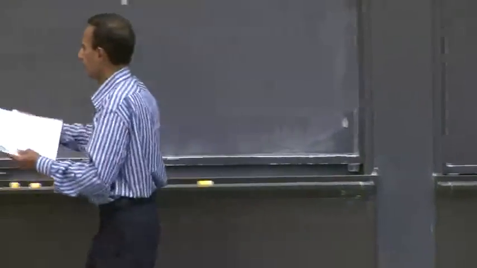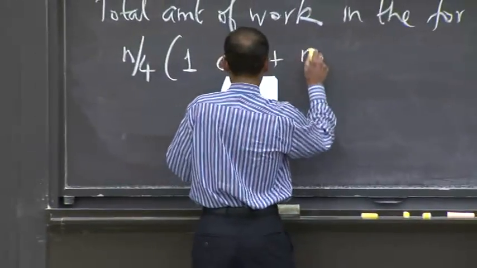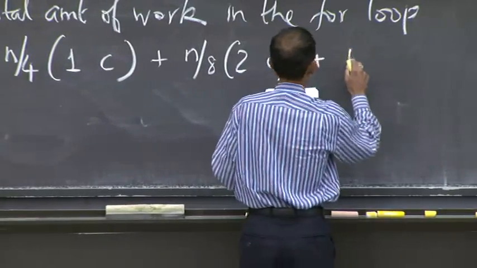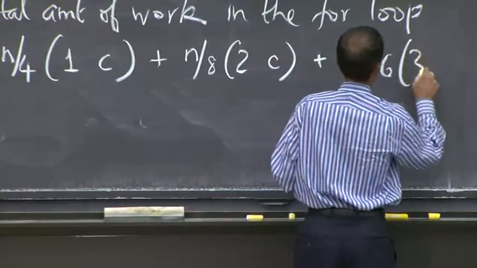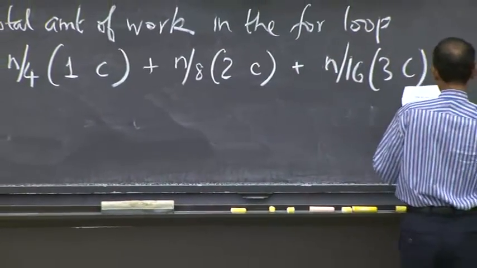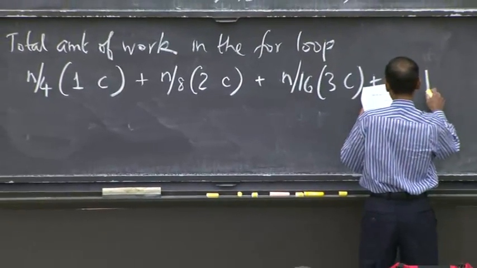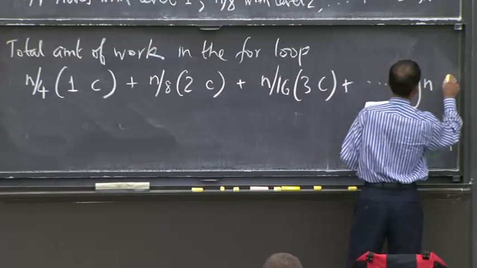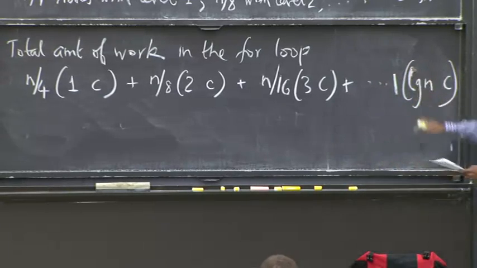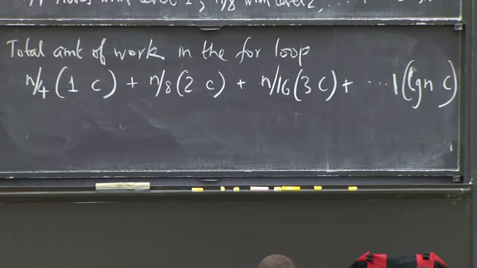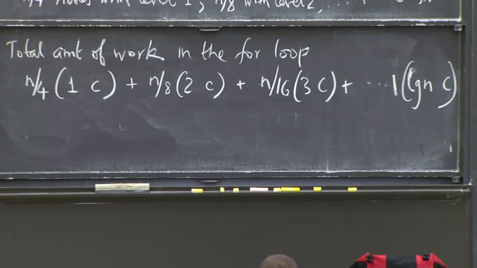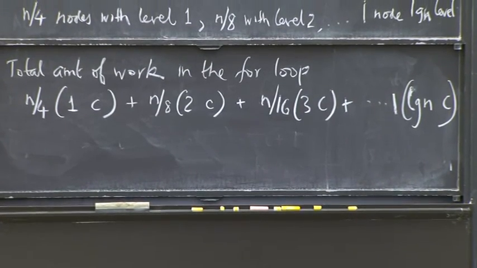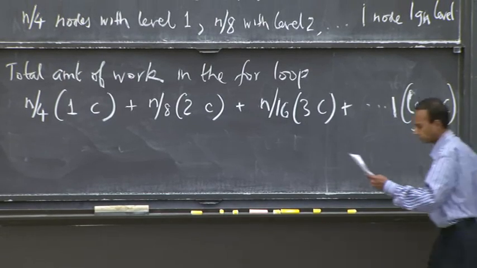That's what's key. And then I have n over 8 times 2c plus n over 16 times 3c plus and so on, down to 1 times log of nc, right? I've essentially written in an arithmetic expression exactly what I have observed on the board above. Stop me if you have questions.